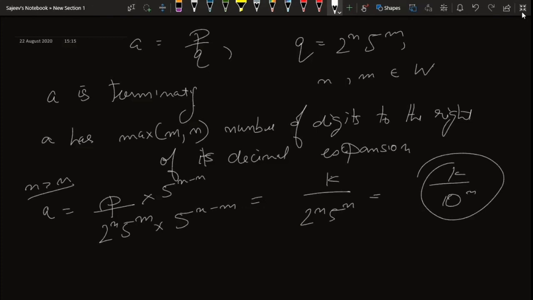Now what if m is greater? If m is greater, then you multiply by 2 power m minus n and we will get the same thing.